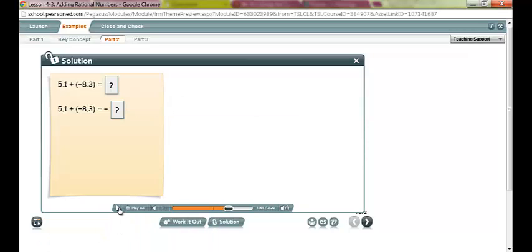So what he did here is he looked at 5 and 1/10 and took the absolute value, and it was 5 and 1/10. He took the absolute value of negative 8 and 3/10 and found it to be 8 and 3/10. So he's finding that this number's absolute value is larger than this. Therefore, this one wins and gets to keep the negative sign.